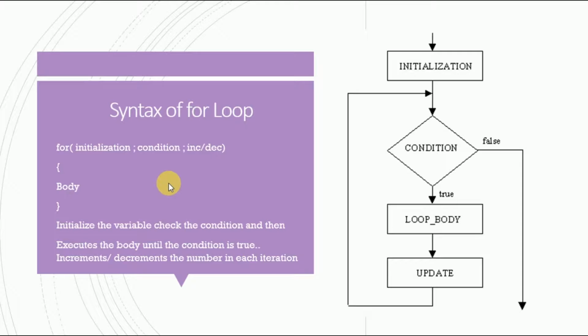When the execution starts, the initialization step executes only once. After that the condition is checked. If the condition is true, the body of the loop will execute, and after that the increment decrement operation will be performed, and once again the condition will be checked, and this loop will continue until the condition is true, and when the condition is false the loop will exit.